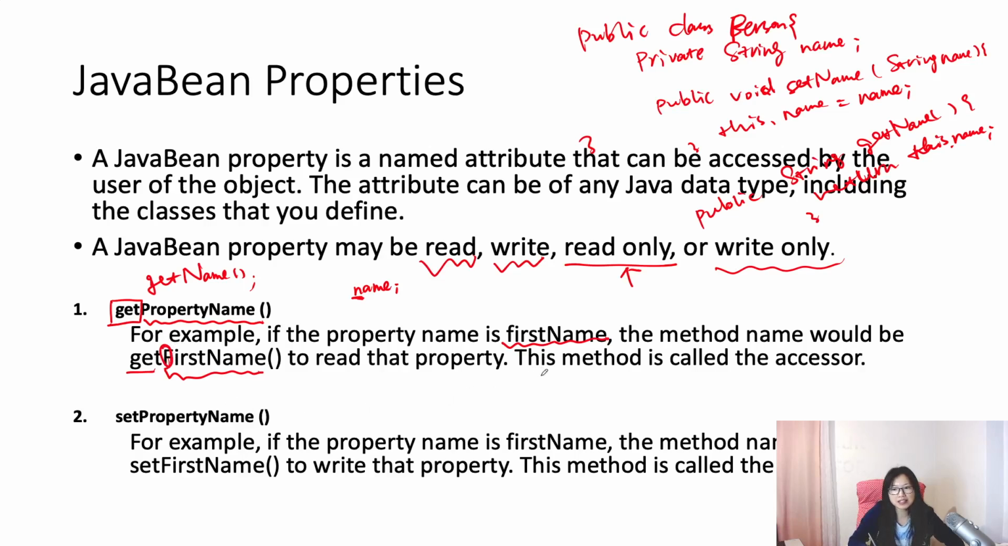This is called the accessor, which is for retrieving. And the setter is the same, called a mutator, which is for changing the value of your property. And the same thing, if your property is firstName, then we use set followed by the property name, with the first letter capitalized. For people who use Java a lot, I think you should understand this very clearly.